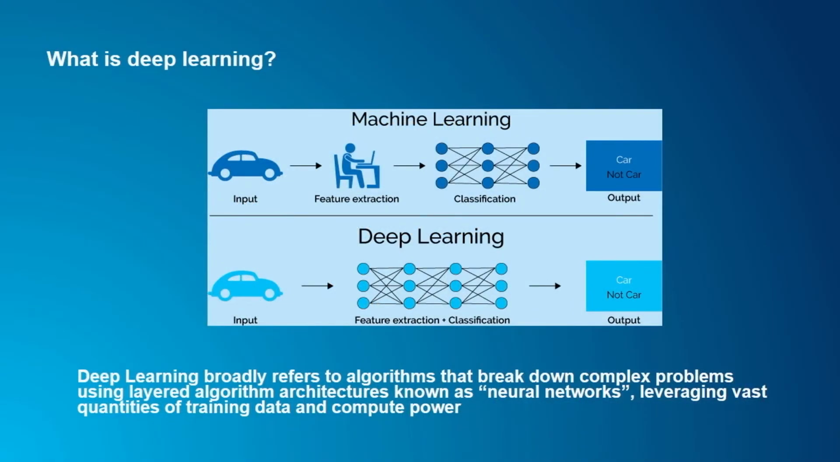What is deep learning? Probably most of you have heard about deep learning. There's a hard-core definition of deep learning. It refers to algorithms that break down complex problems using a layered algorithm architecture known as neural networks. It can leverage a large quantity of training data and computation power. Deep learning is a subtype of machine learning.